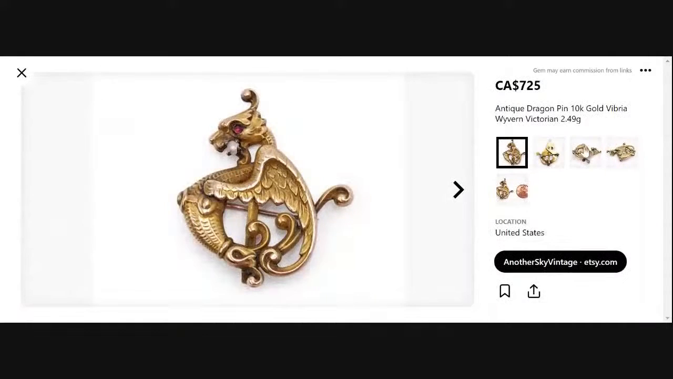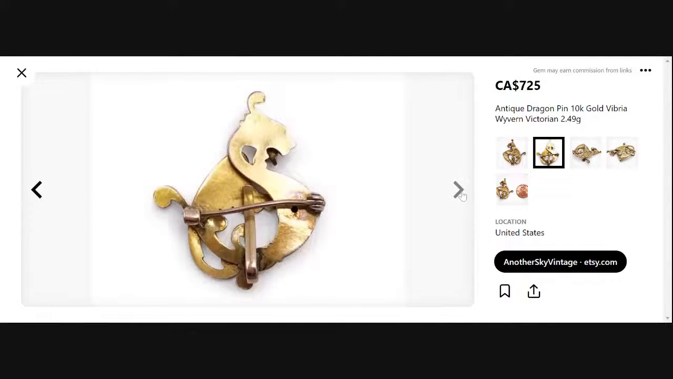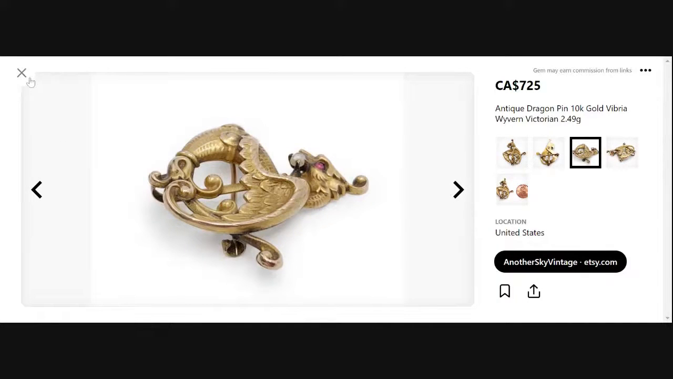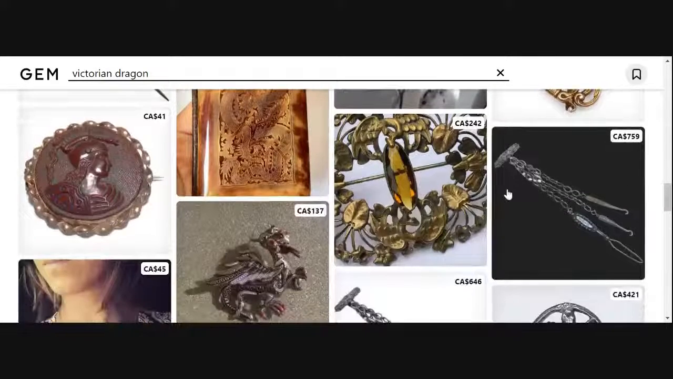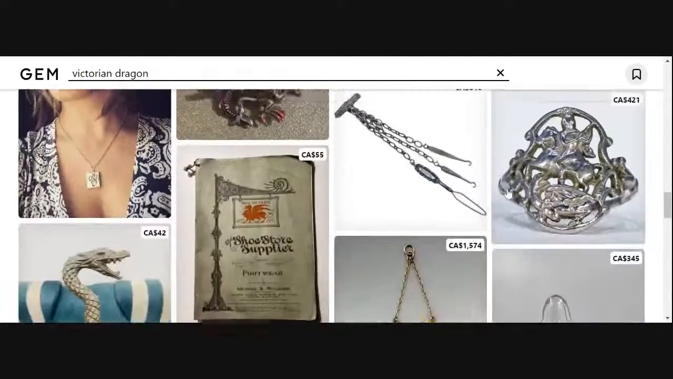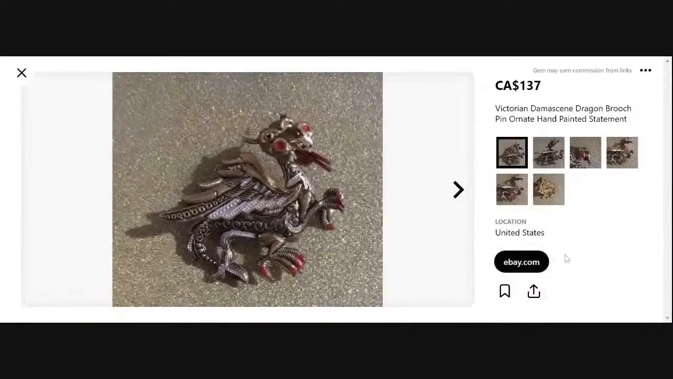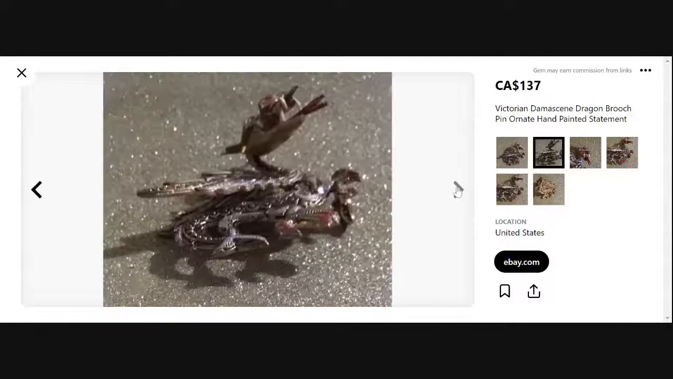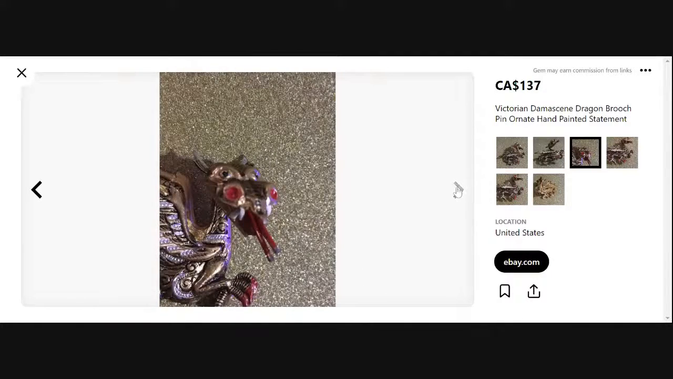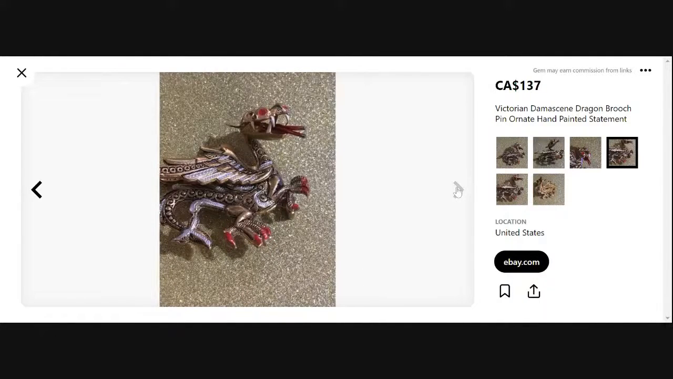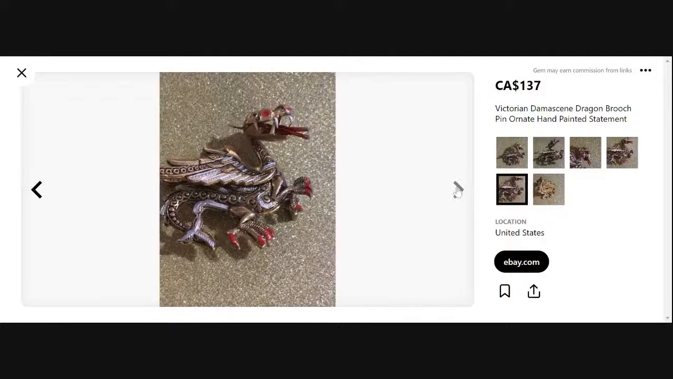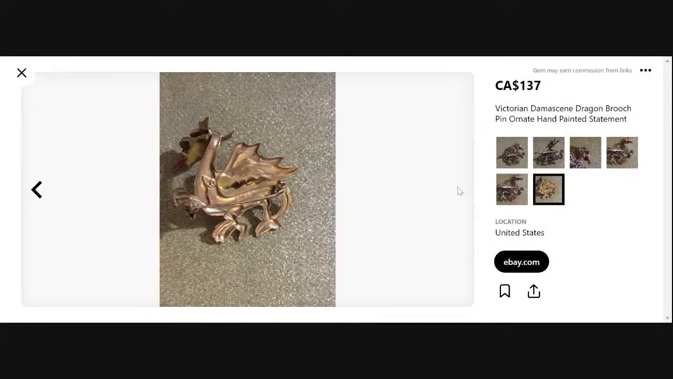Well, we've got this goodie for $7.25. This one is a 10 karat gold Wyvern Victorian piece. You are paying retail here. There's this piece as well. Now they're calling this one a Victorian Damascene Dragon Brooch. I don't know if I would call that Damascene personally, because I'm not seeing that sort of enamel that is pressed and inlaid in between the carving.